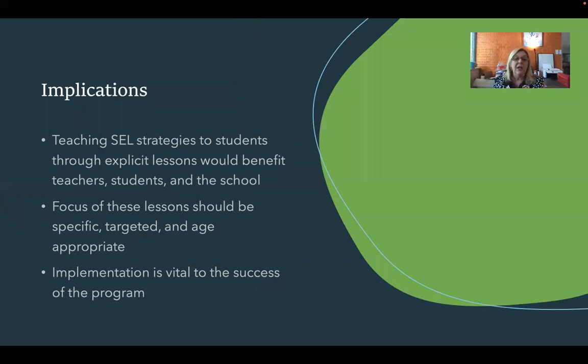So the implications of this are that teaching these strategies to students through explicit lessons would absolutely benefit teachers, students, and the entire school. The lessons need to be targeted and focused and specific and age appropriate, and for implementation, everyone needs to be on board. Attitude is huge. Consistency needs to be addressed so that it is happening across the board.